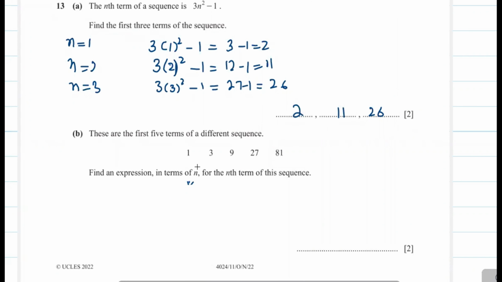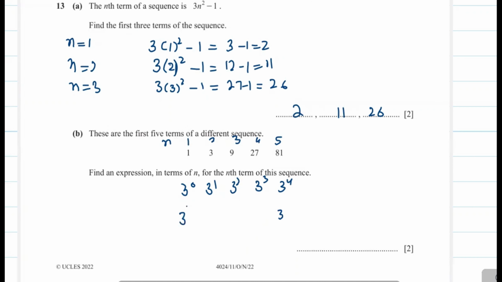Question 13, part B: 1, 3, 9, 27, and 81. Find an expression in terms of n for the nth term of the sequence. You see here, these are multiples of 3. Now you can write this as 3 power 0, 3 power 1, 3 power 2, 3 power 3, and 3 power 4. This is the first term, this is second, and these are the third, fourth and fifth terms.